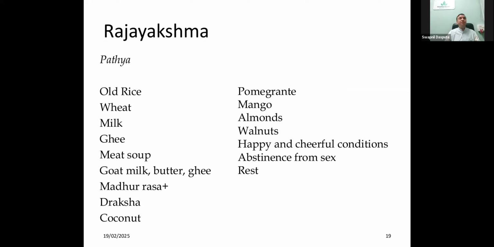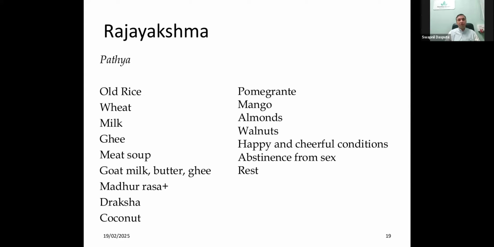So what is Pathya? Old rice, wheat, milk, ghee. Now here cow milk, cow ghee also is good, but if you can manage, if you can get goat milk, goat ghee will be better. Meat soup, so meat coming from desert animals will be good, easy to digest. Goat milk, goat butter, goat ghee, we already discussed.